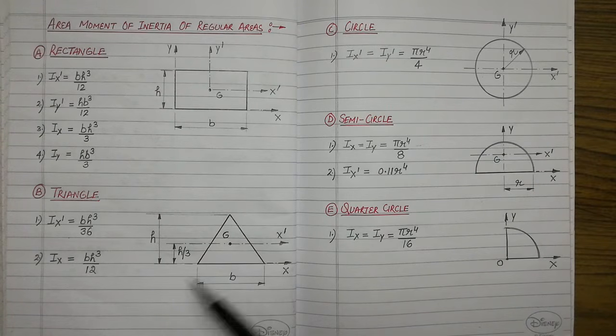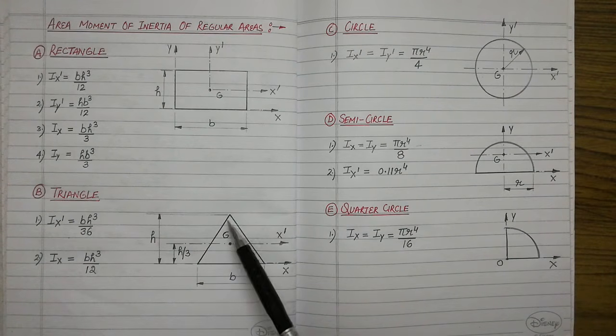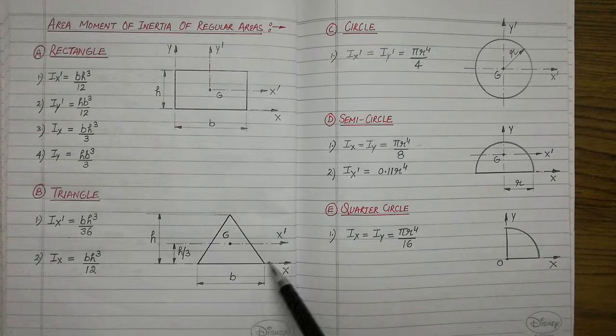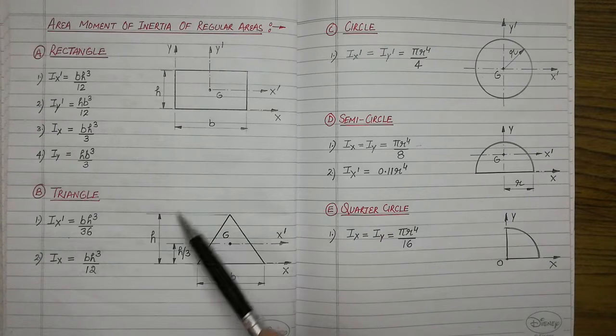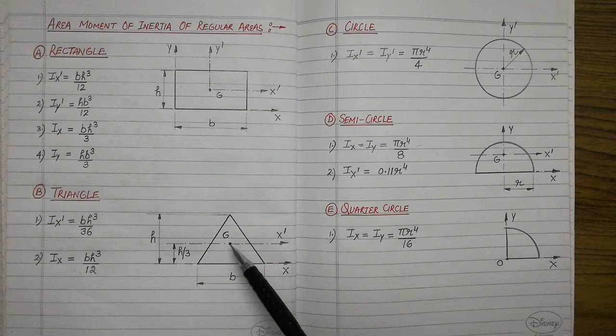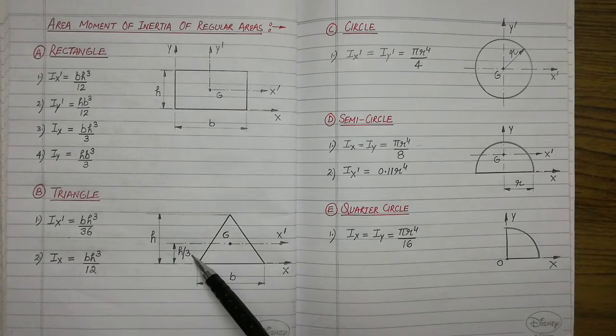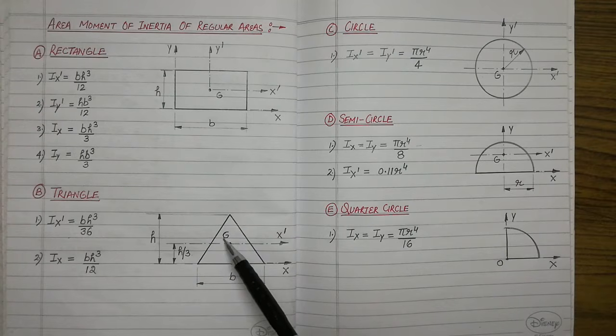Next we have a triangular area. One triangle is shown, and we will learn the moment of inertia about its base and about the centroidal axis parallel to its base. Let us first see the dimensions given here. The base is b units and the height is h units, and its centroid is labeled at h by 3 distance from its base. The centroid is marked as G.